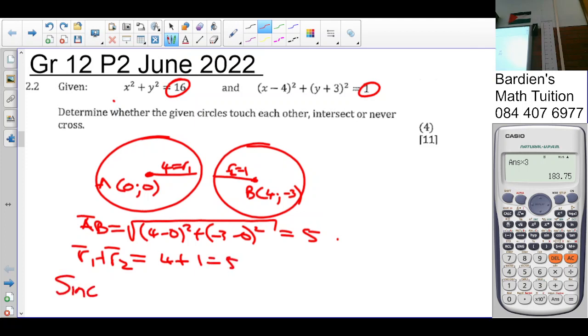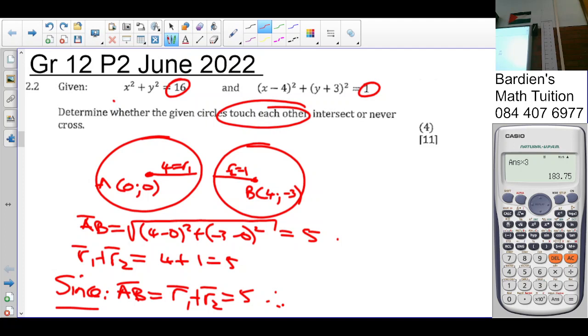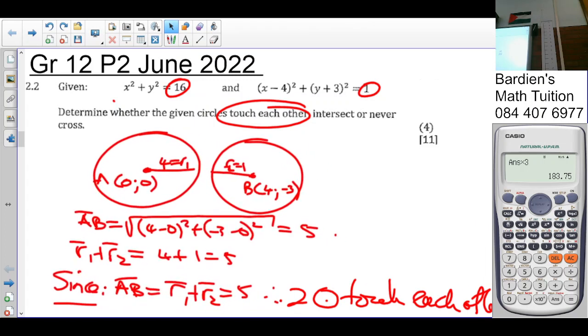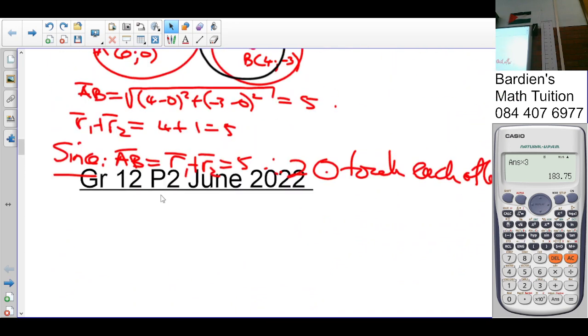So since the distance of AB is equal to radius 1 plus radius 2, which is 5, therefore the two circles touch each other. The two circles will touch each other at one point only. There are 4 marks here in total.